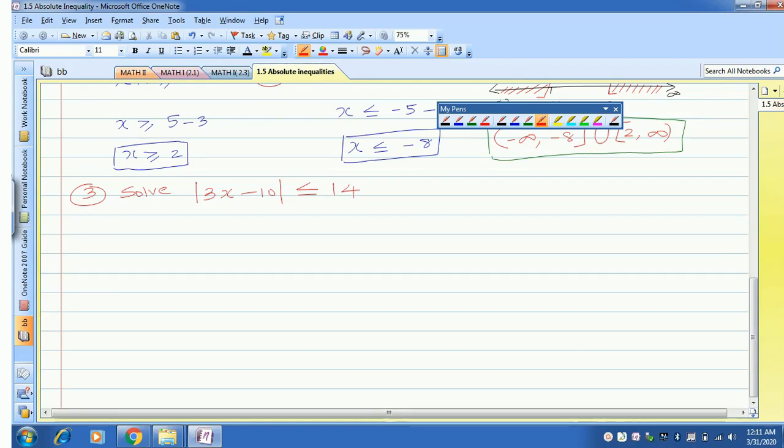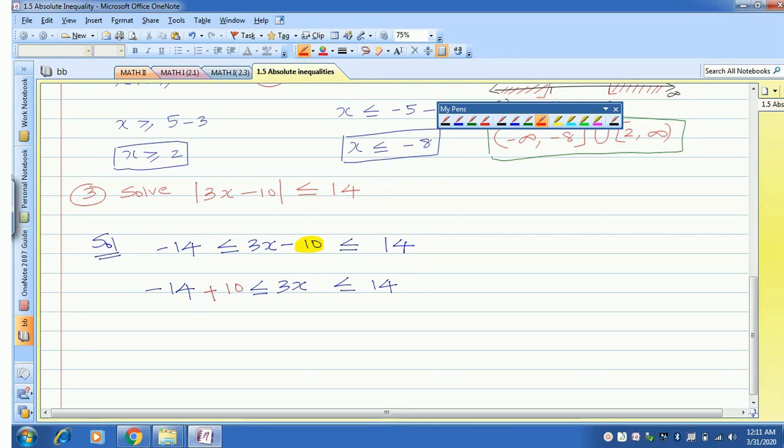Since it is less than, we write minus 14 to plus 14. So minus 14 is less than or equal to 3x minus 10, which is less than or equal to 14. Throughout the inequality I have to add 10, so I have to subtract by plus 10, and here minus 10 plus 10 becomes 0.